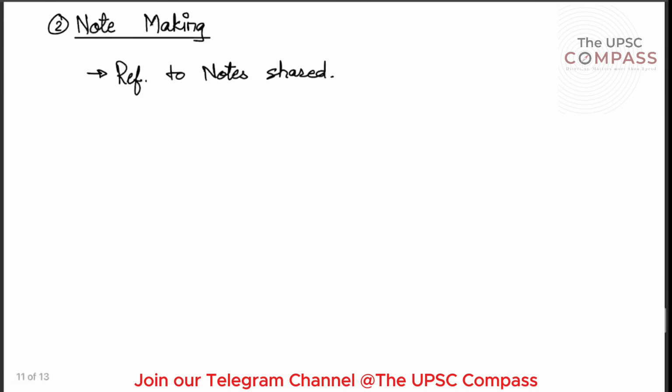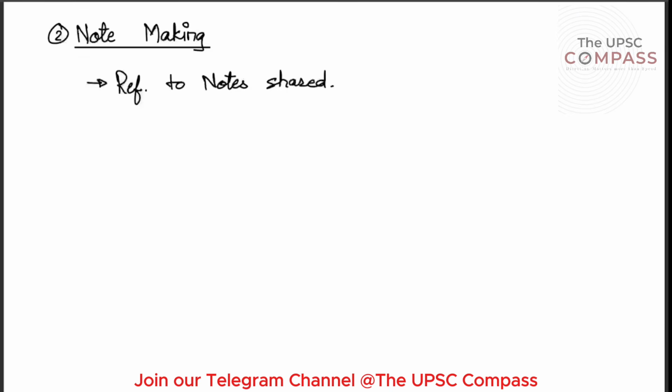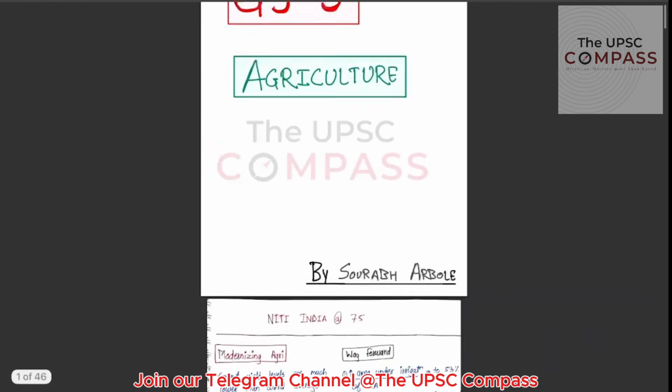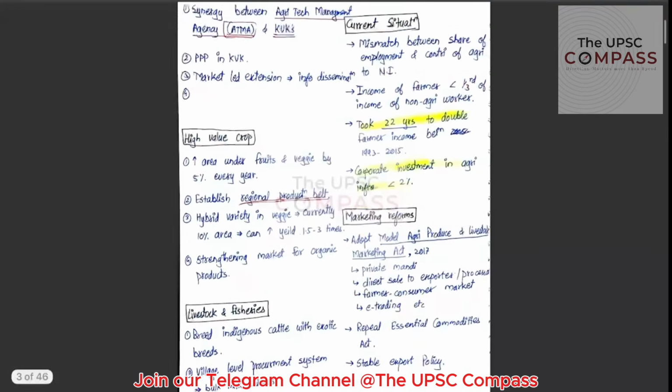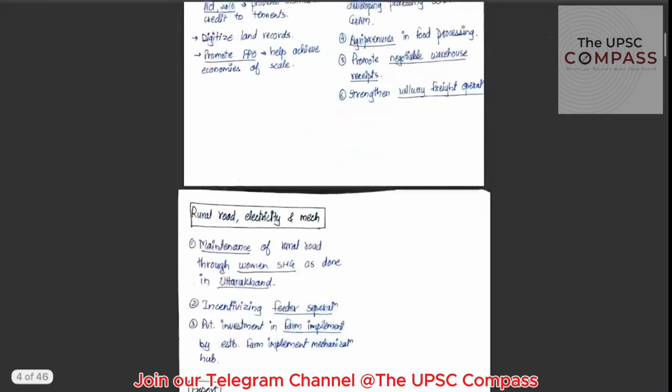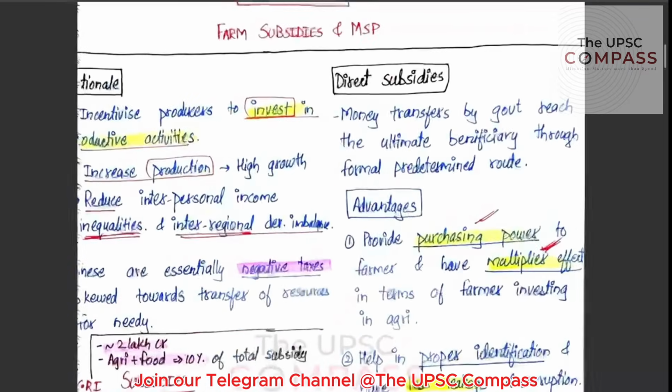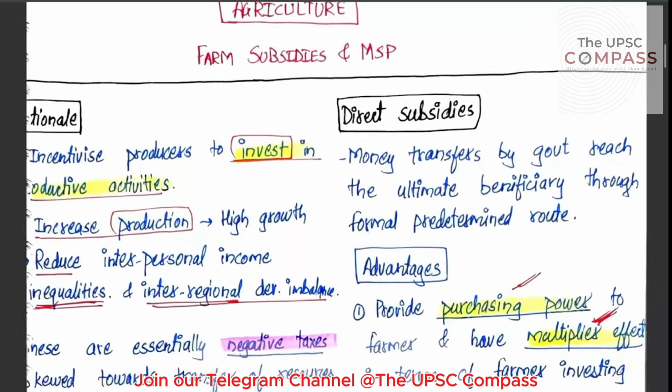Now for agriculture, I have already prepared the notes and I have shared them on the group already. For example, these are the notes prepared by me for agriculture. You can use these notes directly, and again do some value addition as the current affairs evolve.